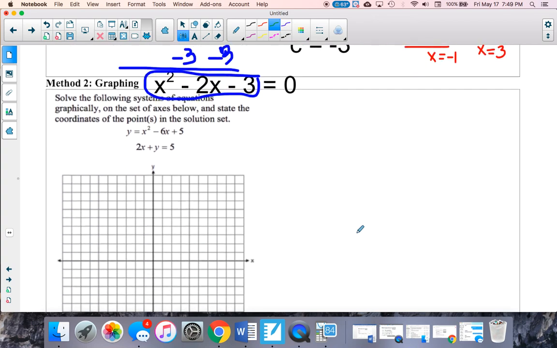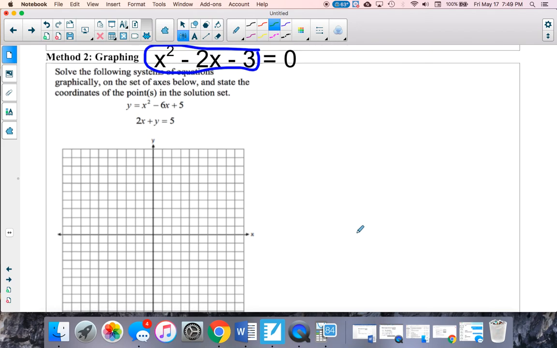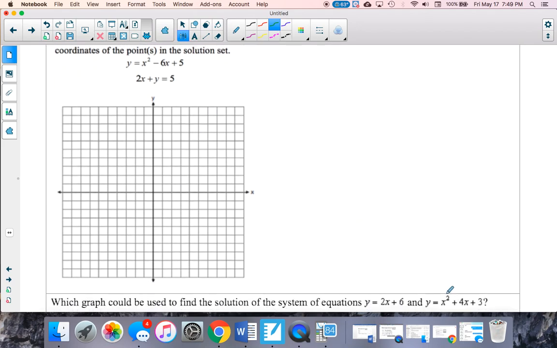Awesome! Oh my gosh, that took forever. Okay, this next one's going to be easier, I promise. Solve the following systems of equations graphically on the set of axes below and state the coordinates of the points in the solution set. So I need to graph both of these. Let's graph the first one.